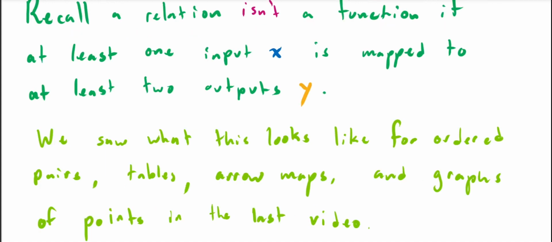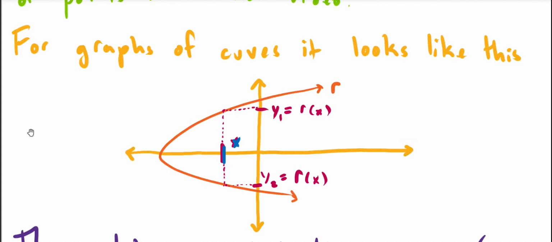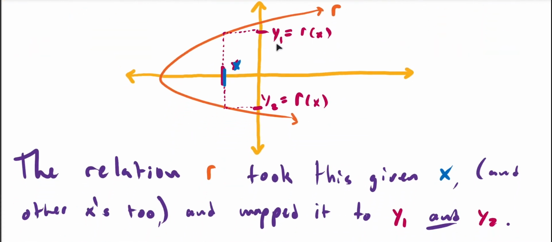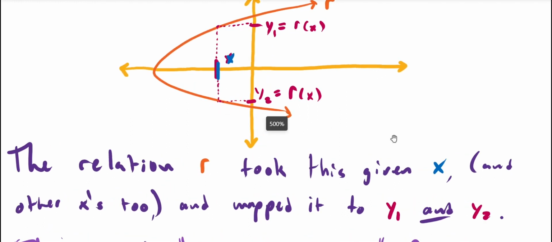Now, what we saw in the previous video is what that looks like for tables and ordered pairs and arrow maps and graphs of points. What we're going to see now is how that would look for curves. Here's a graph of a curve that is a relation but not a function. Notice that at this particular value, x, there are 2 values of y assigned. It gets mapped to this y, which I'm going to call y1, and this y, which I'm calling y2. Both of those are outputs of the relation R. Normally, we don't even use function notation here because which one would you send it to, y1 or y2?